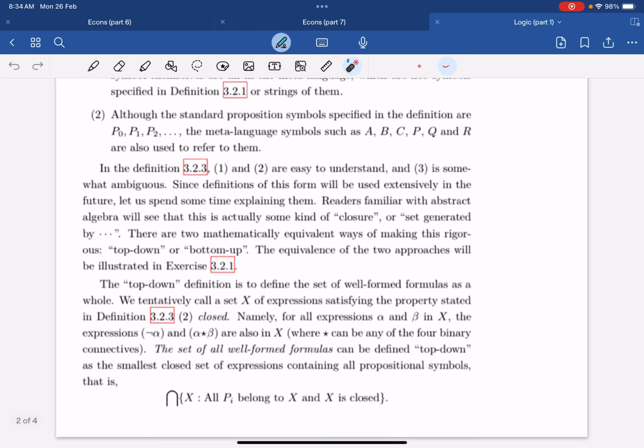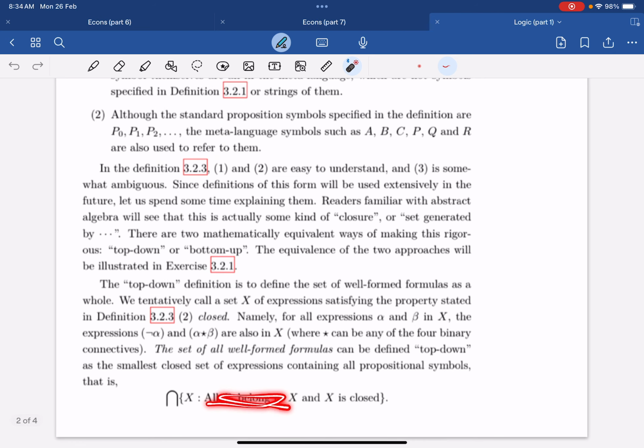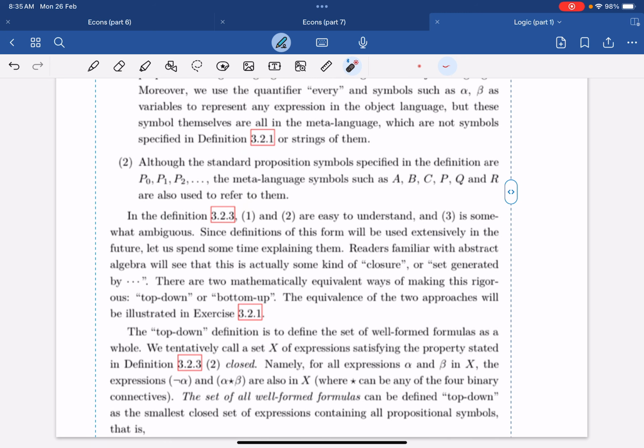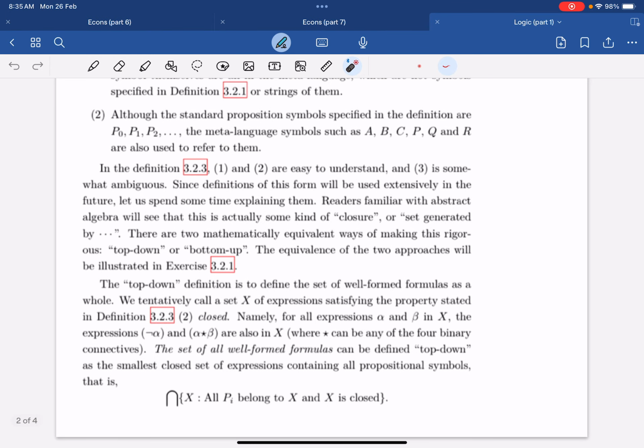So you just take all the propositional symbols, and then you add in all the things that make it closed, and the set must be closed at the same time. Then for this set of expressions, you just take the intersection over all of them, and that is actually how we define the well-formed formulas.